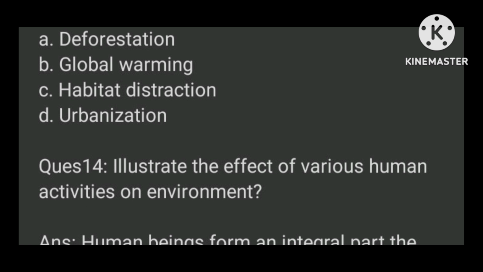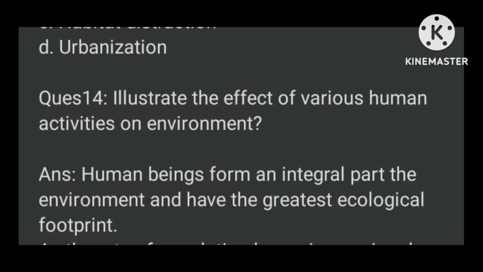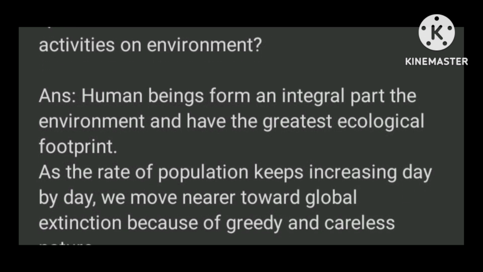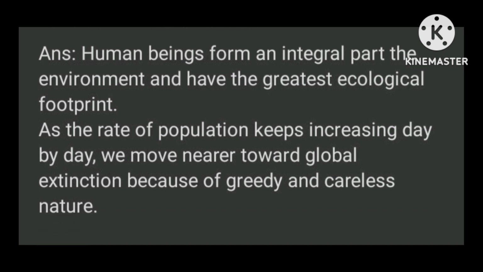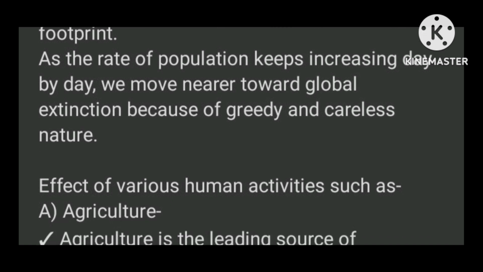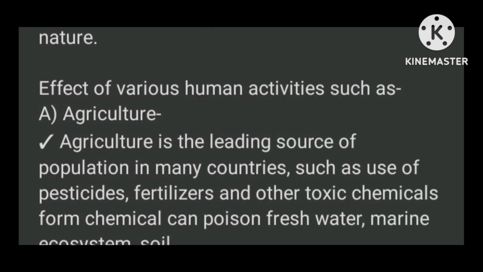Question number 14. Illustrate the effect of various human activities on the environment. Answer. Human beings form an integral part of the environment and have the greatest ecological footprint. As the rate of population keeps increasing day by day, we move nearer toward global extinction because of our greedy and careless nature. Effect of various human activities such as agriculture.